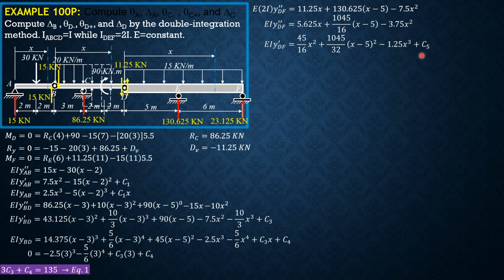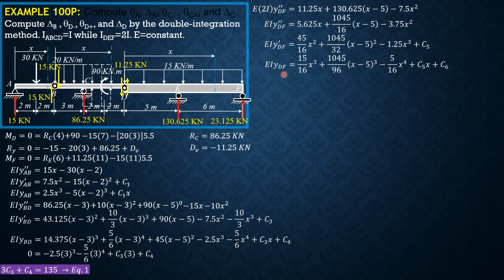C sub 5 is geometrically interpreted as the slope just to the right of D, this one. While C sub 6 would be the deflection at D, that one. So EI y DF is equal to 15 over 16 x cubed plus 1045 over 96 quantity x minus 5 cubed minus 5 over 16 x to the fourth plus C sub 5 x plus C sub 6.